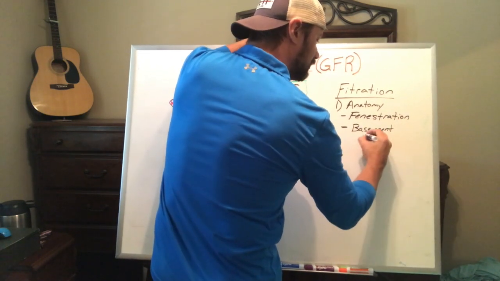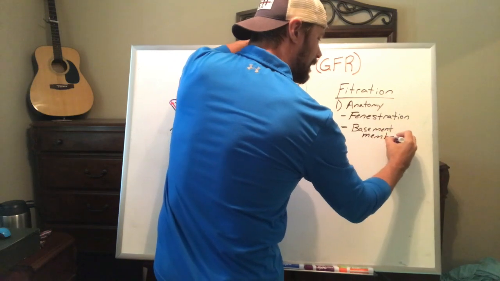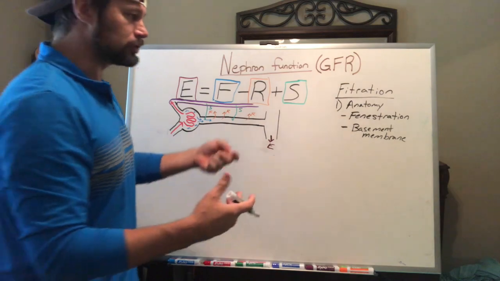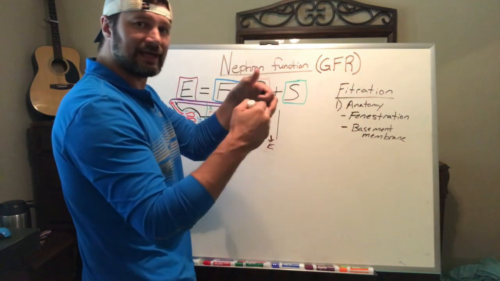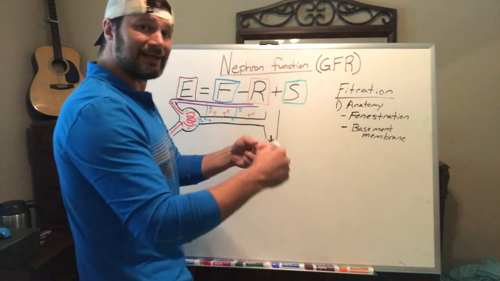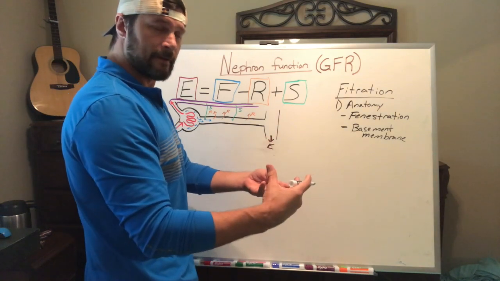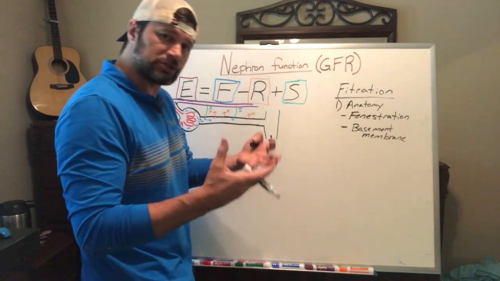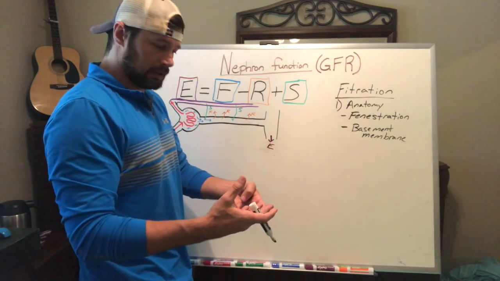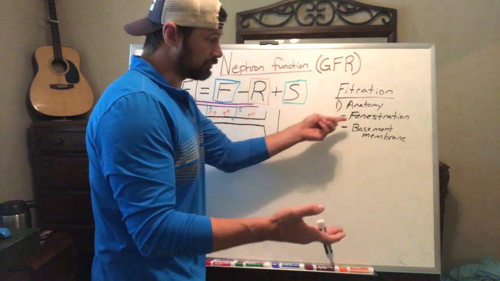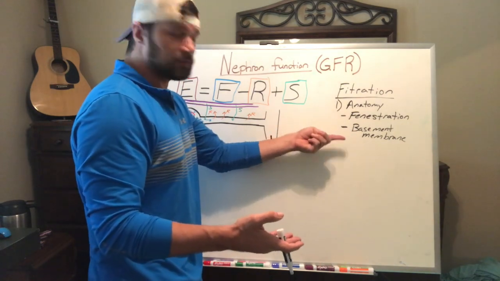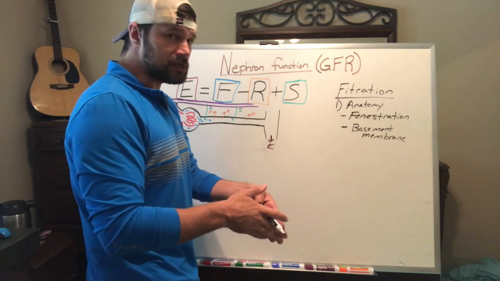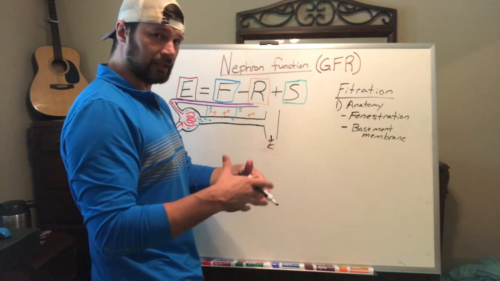The basement membrane is unique because it is highly negatively charged. It's going to have lots and lots of negative charges on it. And negative repels negative. And so basement membranes are going to be really important for repelling large negatively charged proteins that potentially are trying to get through the fenestrations, but the basement membrane is going to block them from being filtered, which is great because that keeps the proteins in our blood, which we want.